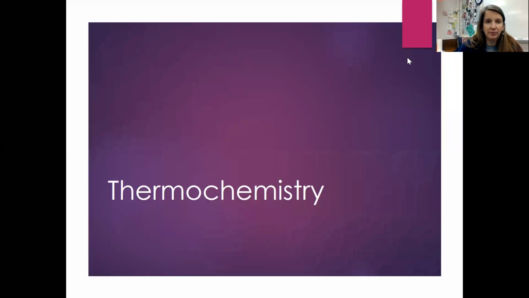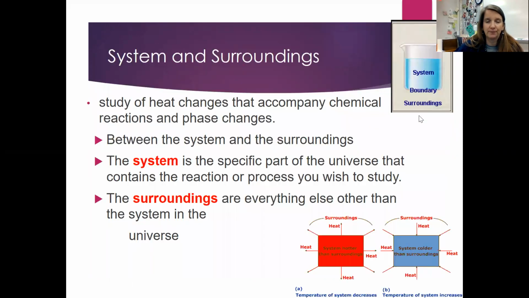All right, let's start talking a little bit more specifically about how heat is involved in our chemical reactions. Let's apply these terms, system and surroundings, to our chemical reactions. The system, by definition, is the specific part of the universe that contains the reaction or process you wish to study. So if we're doing an actual chemical reaction, the system is going to be the reaction itself. And the surroundings are everything else outside of that system, outside of that reaction.